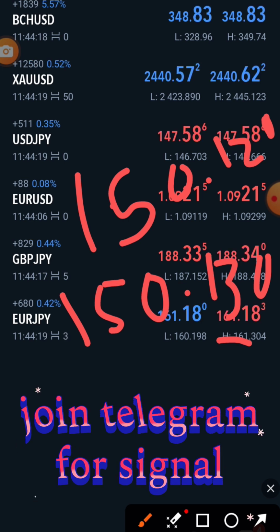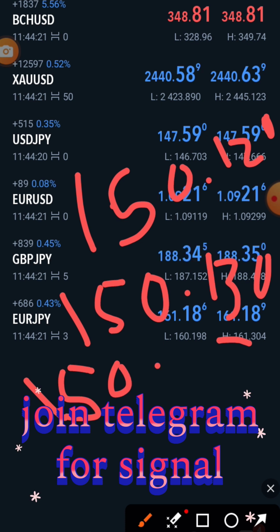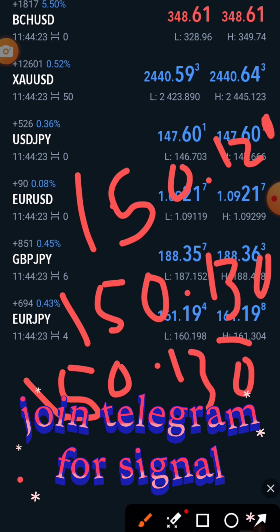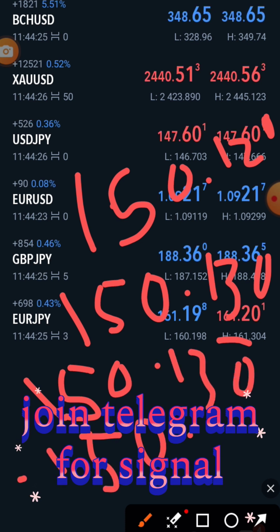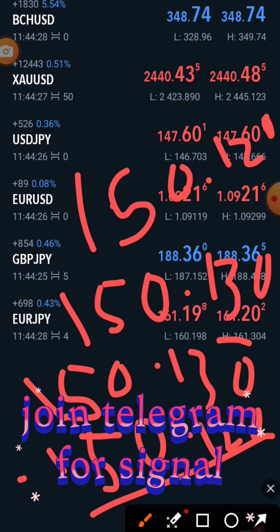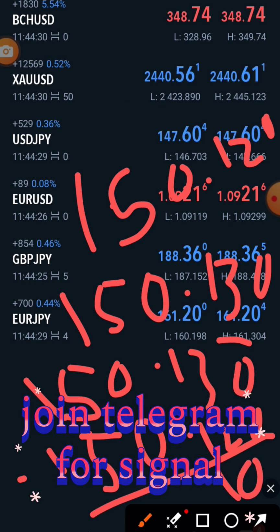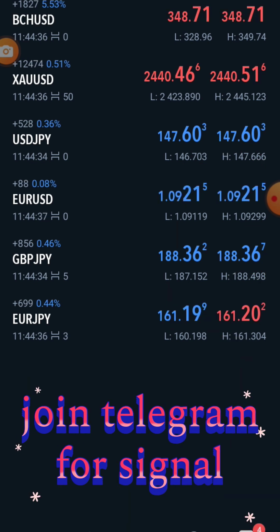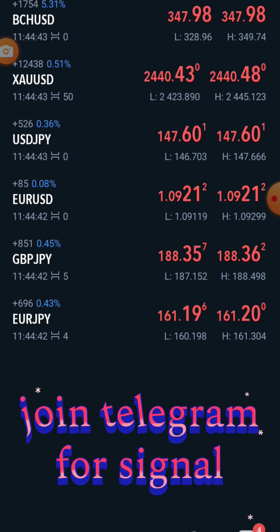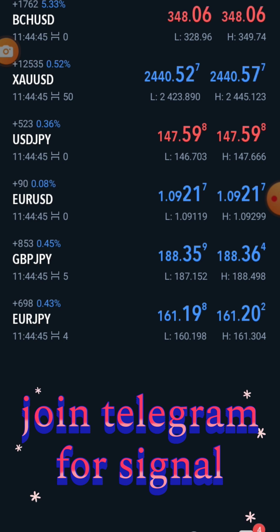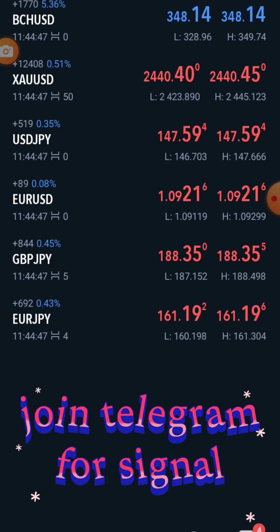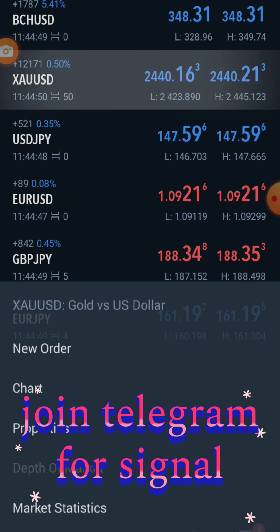We will simply subtract 150.130 minus 150.120, and we get the value 10. So we can say 10 pips is the movement in forex trading. Or, simply, if you want to check how many pips have moved in our trading, there is a simple method. For example, I will take the example of gold.